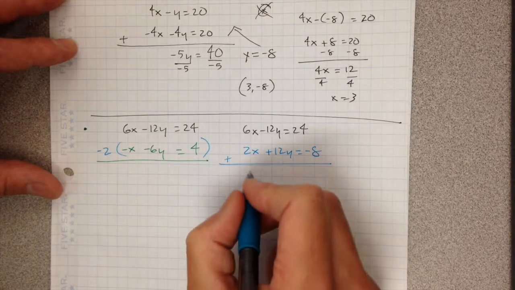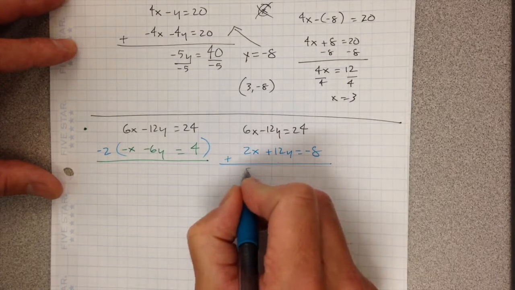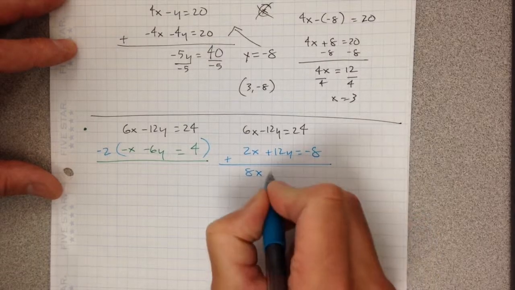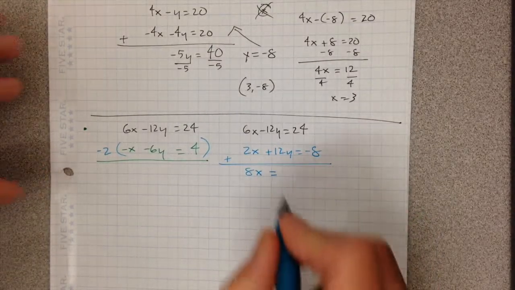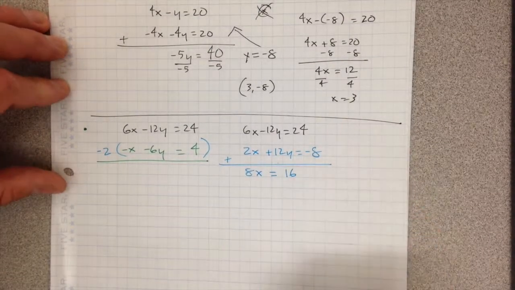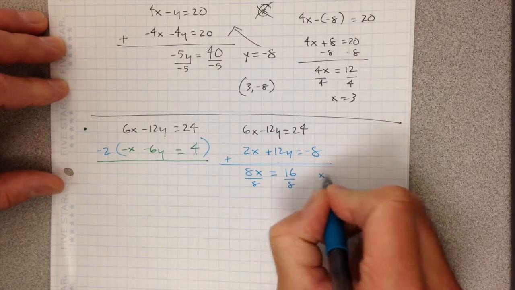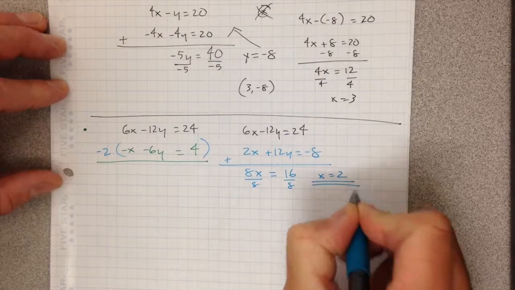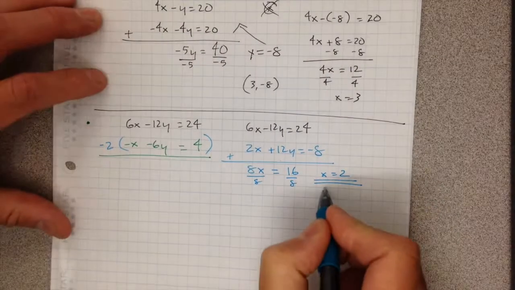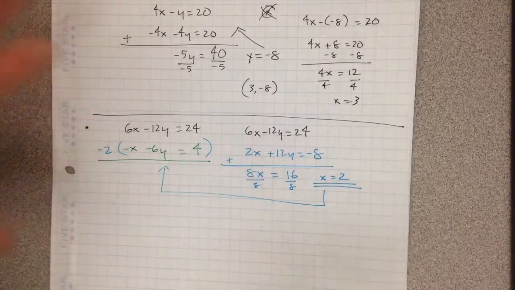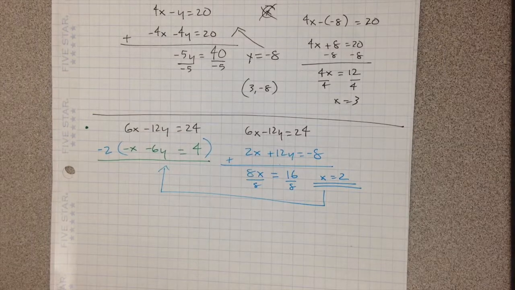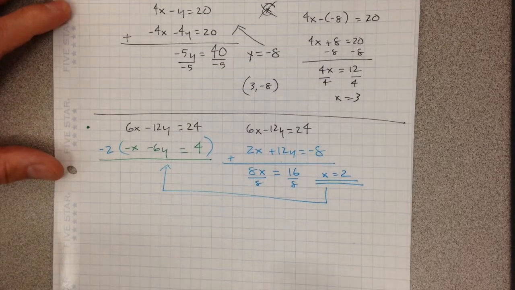So now I can combine down. I will get 8x. Those are gone. They cancel. And I end up with 16 on the other side. 8x equals 16. Divide it by 8. And x equals 2. Halfway there, take it and sub it right back into one of our original equations. Does not matter which one you choose. I will use the bottom one.